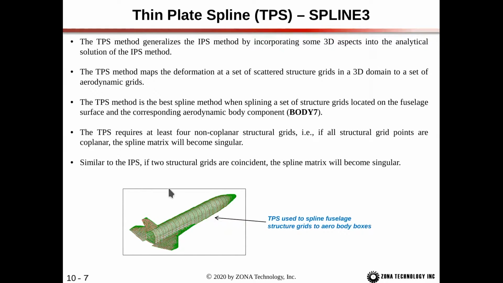deformation. So the thin plate spline method requires at least 4 non-coplanar structure grids. That is, if all of the structure grid points are coplanar, then the spline matrix would become singular. And similar to the infinite plate spline, if 2 structure grids are coincident, then the spline matrix also becomes singular.